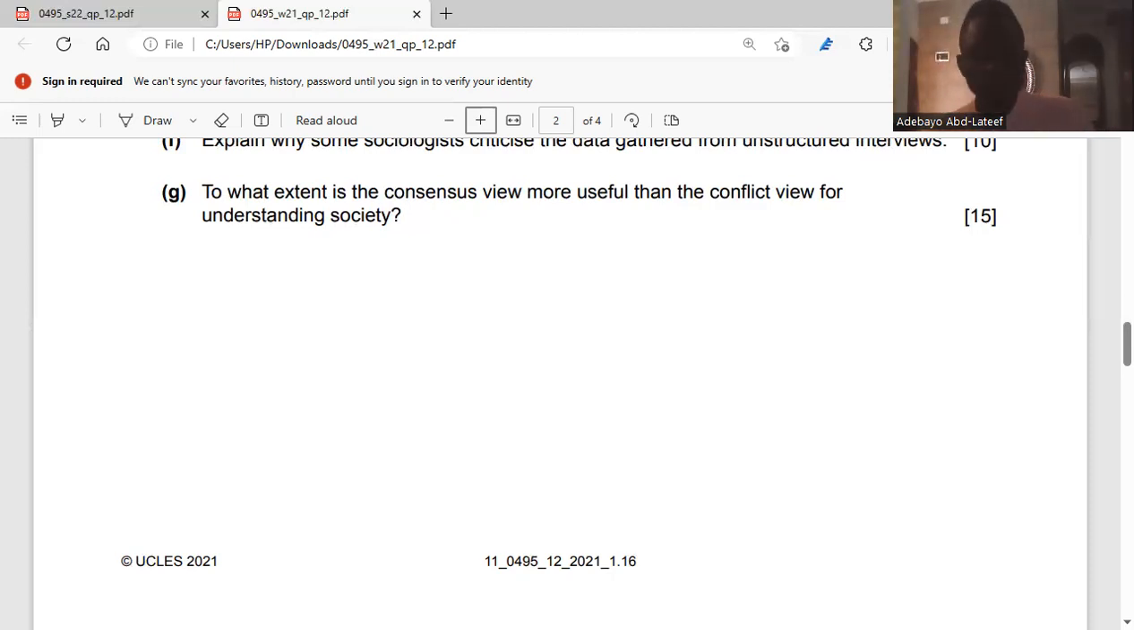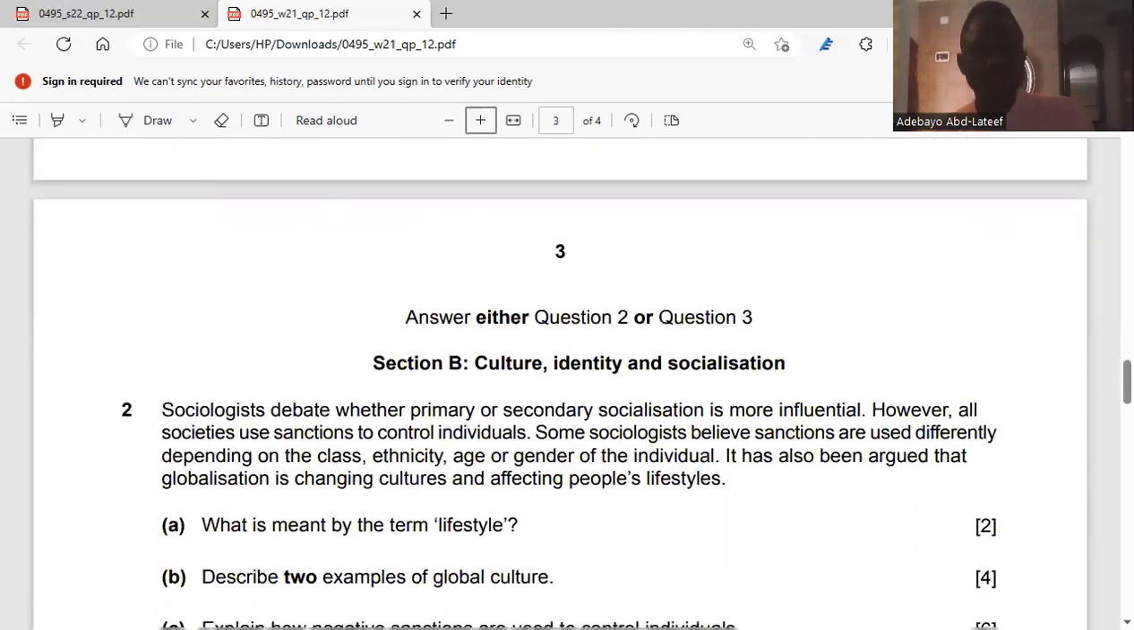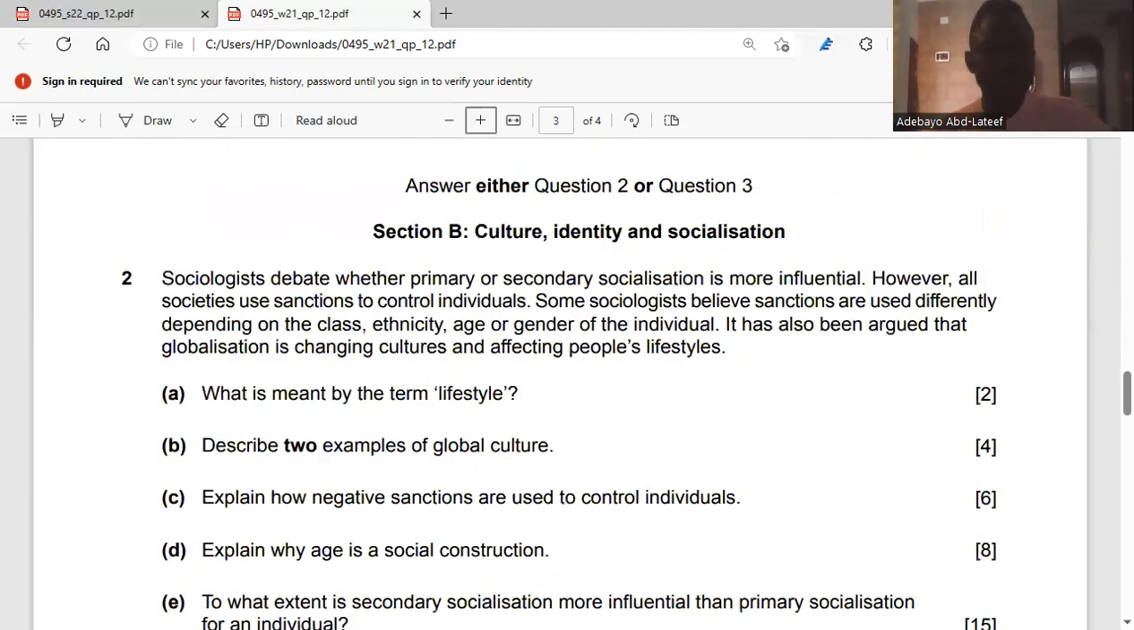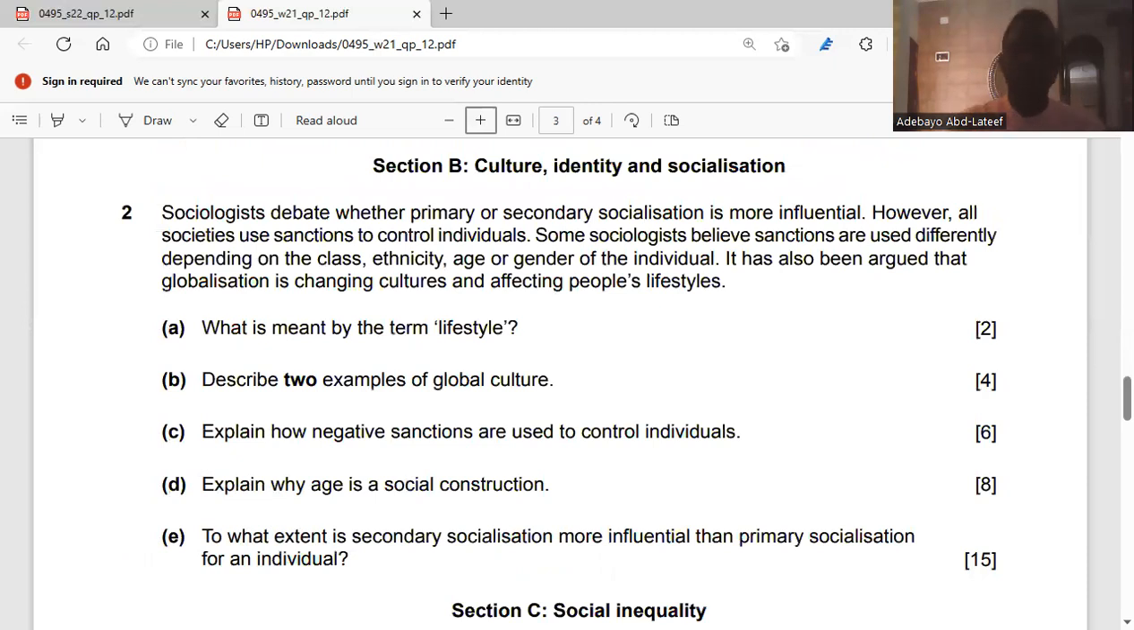Okay? So we'll go to question 2. Sociologists debate whether primary or secondary socialization is more influential. However, all societies use some sanctions to control individuals. Some sociologists believe sanctions are used differently depending on the class, ethnicity, age, or gender of the individual. It has also been argued that globalization is changing cultures and affecting people's lifestyles. What is meant by the term lifestyle?